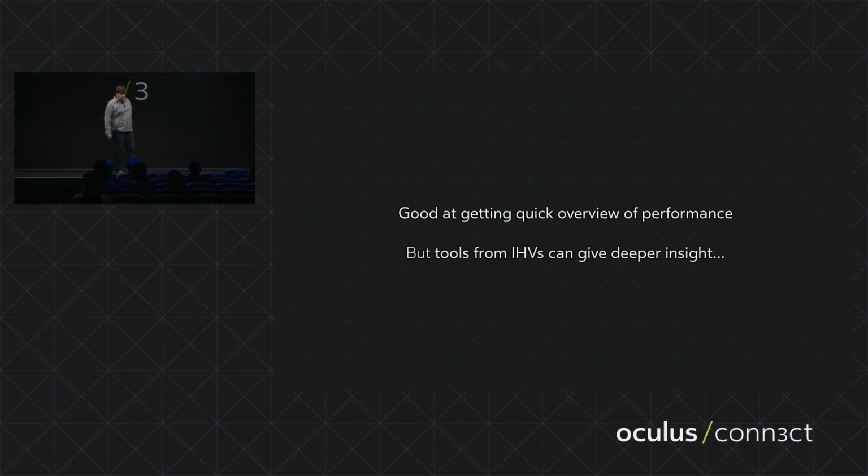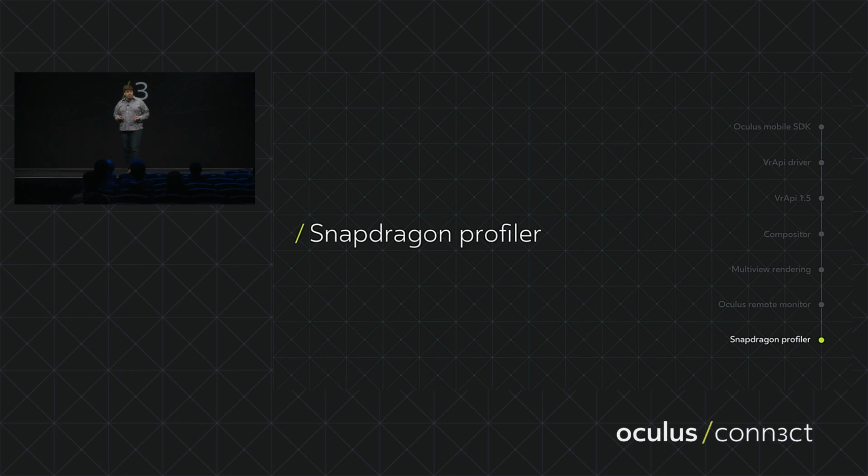Now, Oculus Remote Monitor, as I said, gives you that high-level view. But what if you decide there's an issue that happens at a very precise moment, and we're not able to give you the reason why it happened, just where it happened? This is where IHV tools come in really handy, because they have access to things like GPU stage timings or hardware counters that are just not available in public APIs. And so I want to talk about one today, which is Snapdragon Profiler.